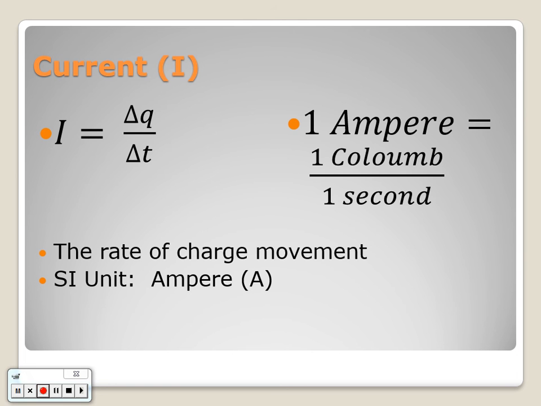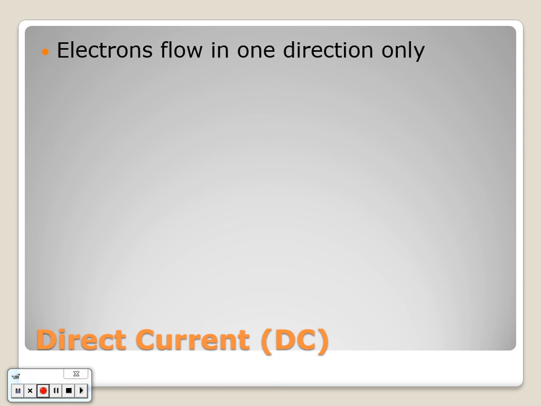What we find is that there are two types of current. The first is called direct current, and we use DC as the abbreviation for that. Like its name suggests, electrons only flow in one direction. Most of our discussion of currents, especially in this unit, is going to focus on DC because it's much easier to analyze than the other type of current.